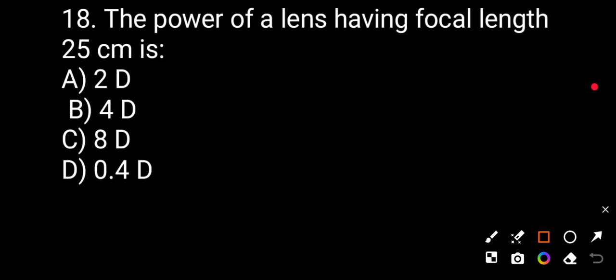Question number 18. The power of the lens having the focal length 25 cm is 2D, 4D, 8D, 0.4D. Correct answer will be 4D. Option B is correct.